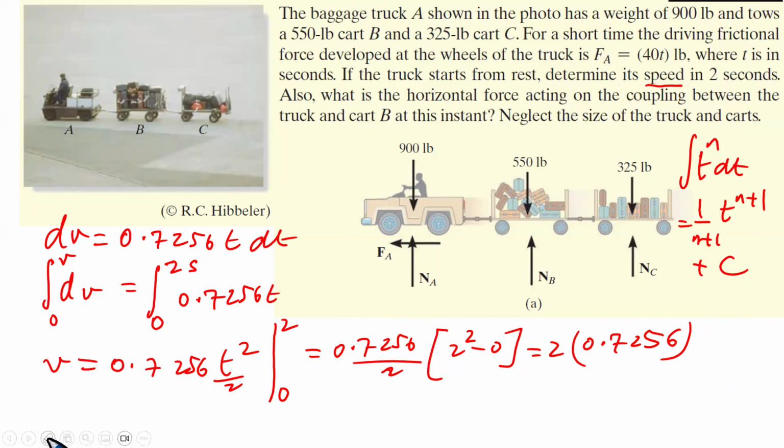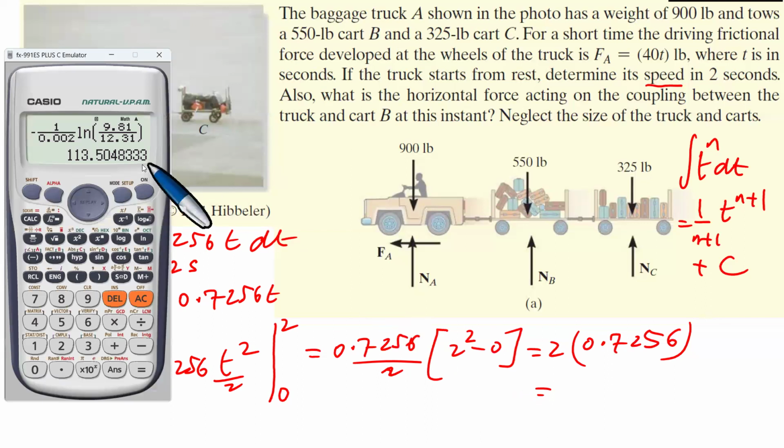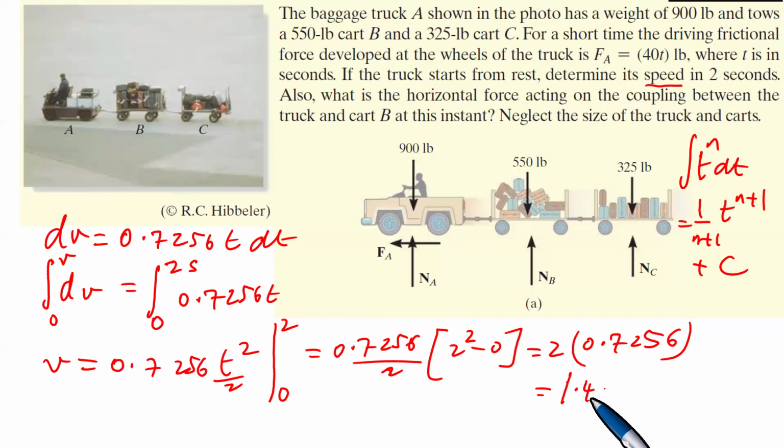7256. So 2 times this. Okay, let us check. Can use the computer here, calculator. Right, use the calculator to actually compute the actual speed that is required. So the speed is gonna be 2 times 0.7256. And we get the answer: 1.45 feet per second. So it's 1.45 feet per second.